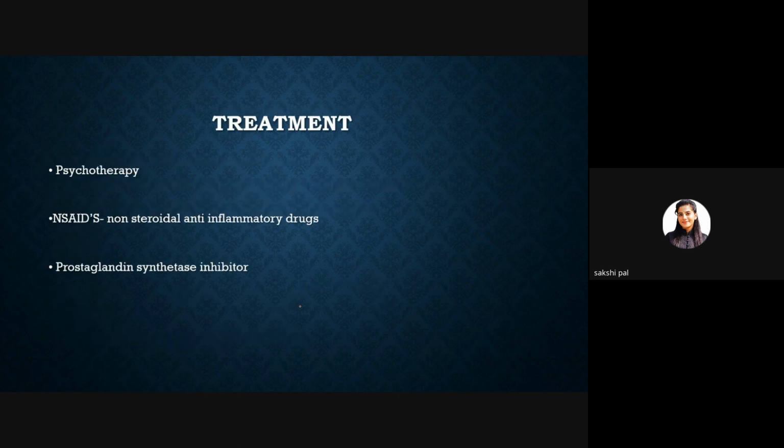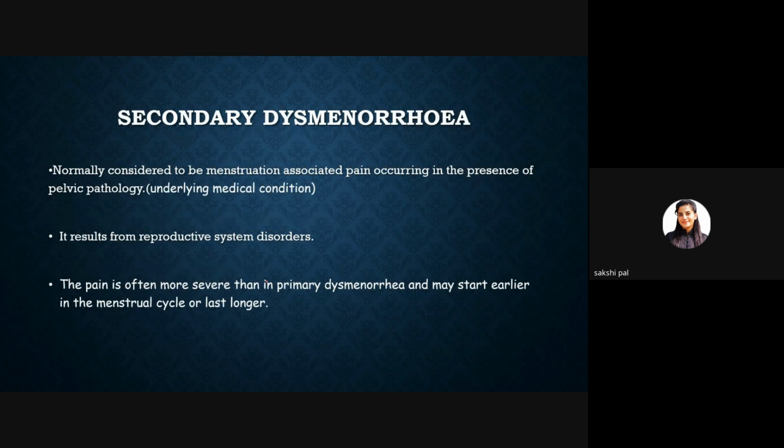Symptoms like that. Now treatment: psychotherapy, of course, for the psychological part, counseling and all. And NSAIDs, which are non-steroidal anti-inflammatory drugs. They are prostaglandin synthesis inhibitors; inhibitor means stoppage. As prostaglandin is leading to vasoconstriction, which leads to pain, you can go for that also. You only need to know what is primary dysmenorrhea, what is secondary dysmenorrhea, and their management. Not so much about the symptoms and all.